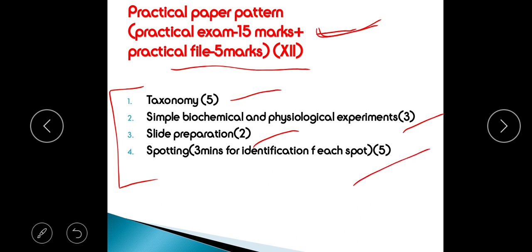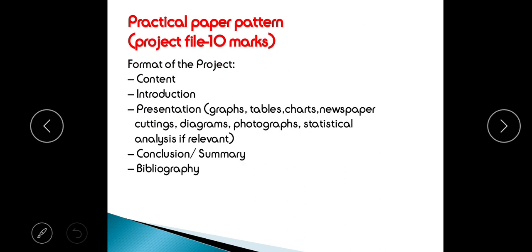In the spotting, there will be 3 minutes for each spot. For one spot you have to see, identify, draw, and also write 2 points for it, and you have to do this whole thing within 3 minutes. It is also carrying 5 marks, so it is quite an important part.